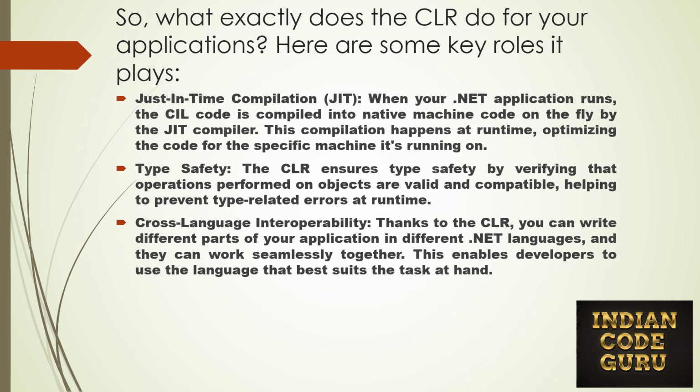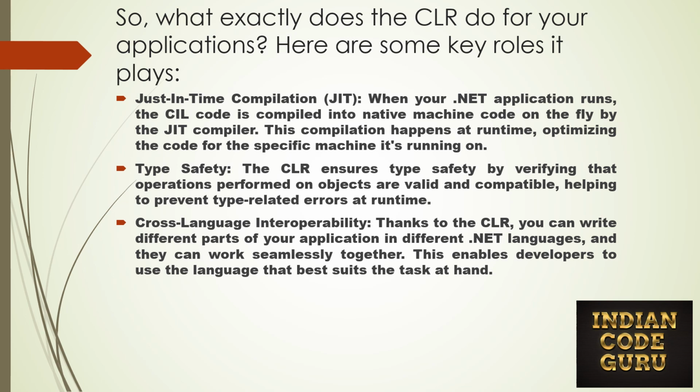Just-in-time compilation, JIT. When your .NET application runs, the CIL code is compiled into native machine code on the fly by the JIT compiler. This compilation happens at runtime, optimizing the code for the specific machine it's running on.